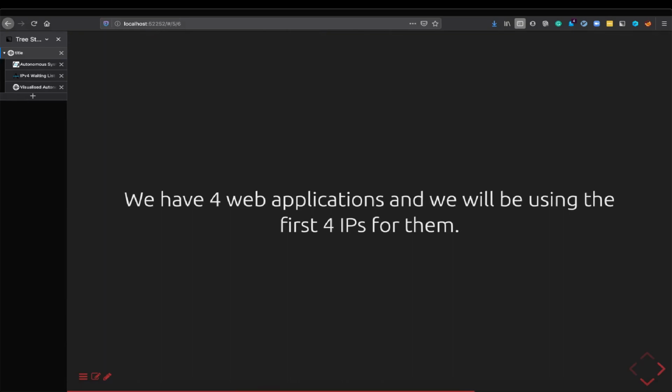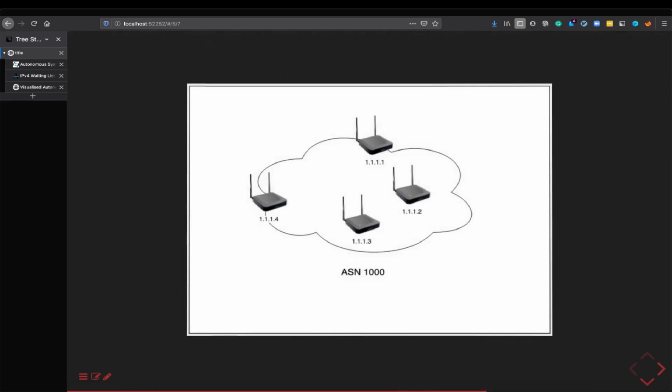So now let us also assume that we have four web applications. Okay, so we are going to take out four IP addresses from those 254 IP addresses, and we are going to attach them to four different servers, which have our web application. So this is how it is going to look. The cloud is just a representation for us to concisely tell that this is our autonomous system. Okay, and as I said, we have the autonomous system 1000 given to us, and we have four IPs.